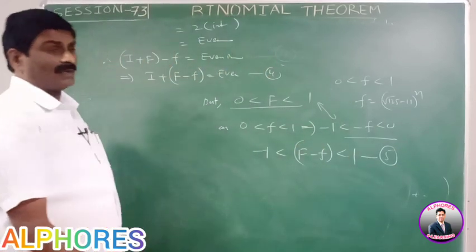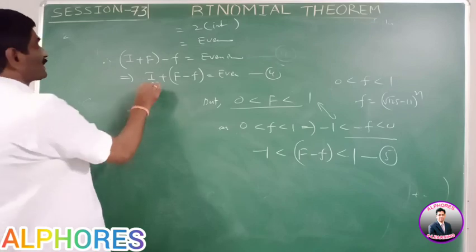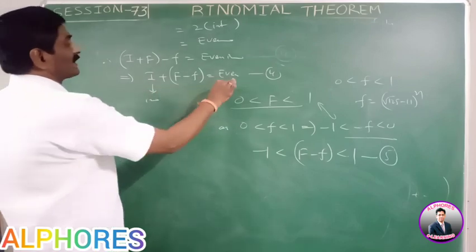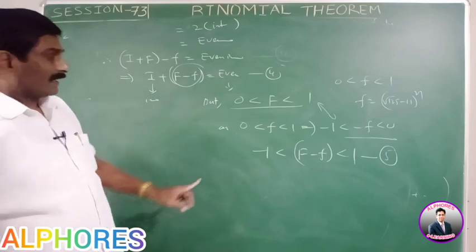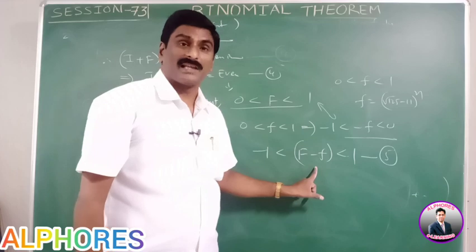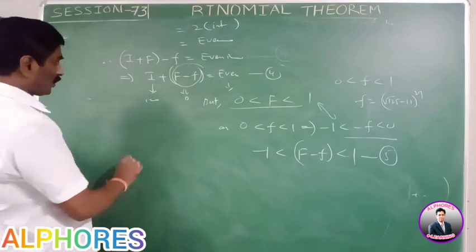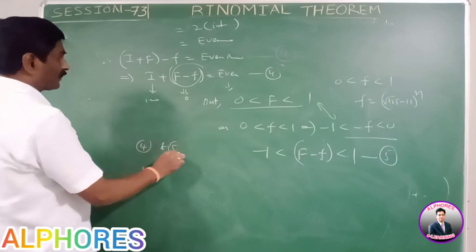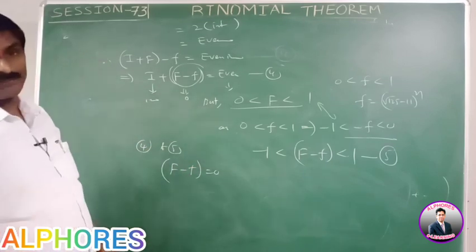Very, very important. From 4 and 5, what is the relation? Please observe this value, it is an integer. So F minus f must be an integer. In between minus 1 and 1, what is the integer? 0 is the integer, only 0. That means F minus f must be 0. So from 4 and 5, capital F minus small f is equal to 0.